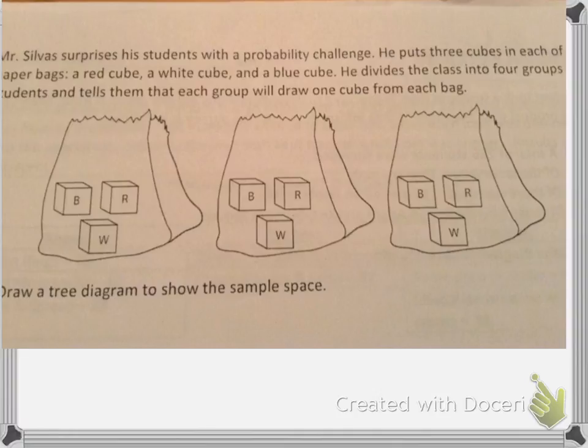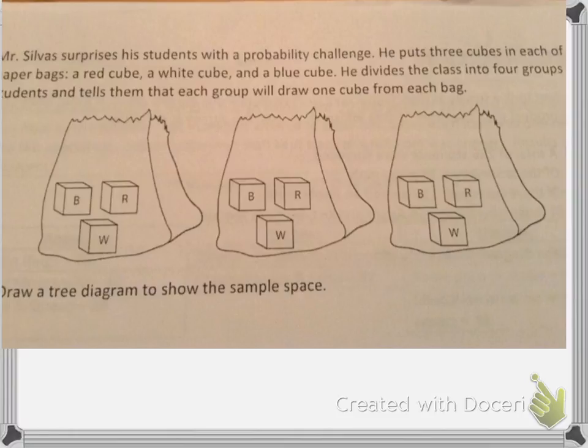The next piece of this lesson is about using tree diagrams. So we have a situation where Mr. Silva surprises his students with a probability challenge. He puts 3 cubes in each of 3 paper bags, a red cube, a white cube, and a blue cube. He divides a class into 4 groups of students and tells them that each group will draw 1 cube from each bag. Draw a tree diagram to show the sample space.